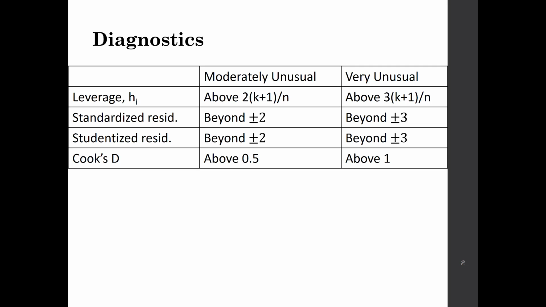We're going to look at the leverages, called h_i, and we're going to look at moderately unusual and very unusual leverages, standardized and studentized residuals, and Cook's distances. For leverage, anything above 2 times the number of predictors plus 1, divided by n, or 3 times the number of predictors plus 1, divided by n. The standardized and studentized residuals beyond 2 or 3 standard deviations, and Cook's distances above a half and above 1.